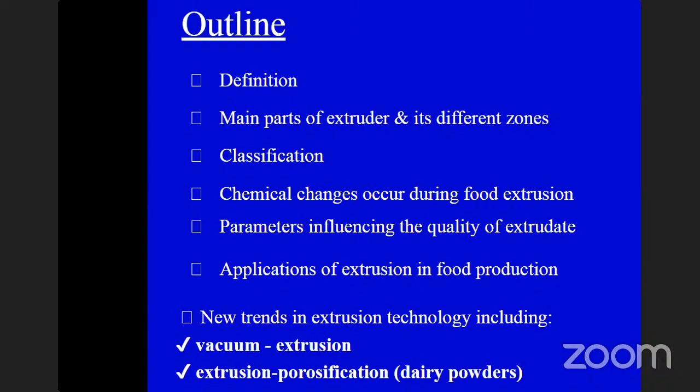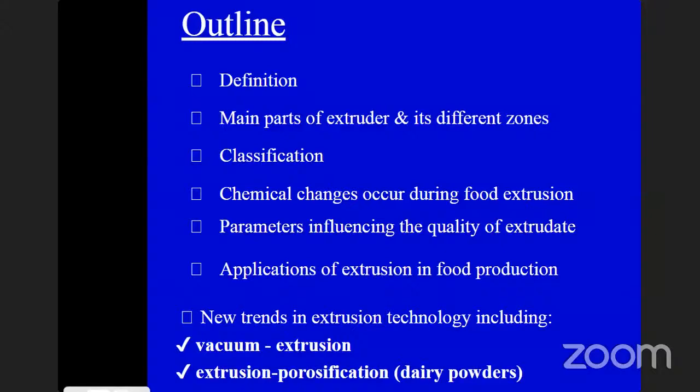So we will discuss the main parts of the extruder and the different processing zones within the extruder. Also the different classifications of extruders and the extrusion process, the major factors affecting the quality attributes of the final products, and some applications of extrusion technology in food production and the different types of extruded products and their manufacturing process. And finally, we will discuss the recent trends in extrusion technology, which are vacuum extrusion and extrusion emulsification, which is applied in dairy powder.